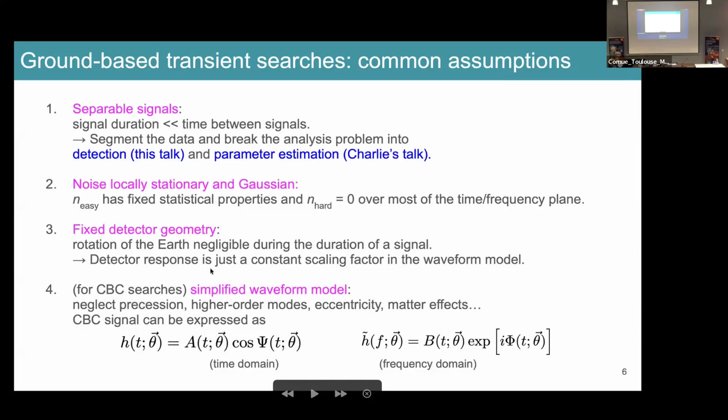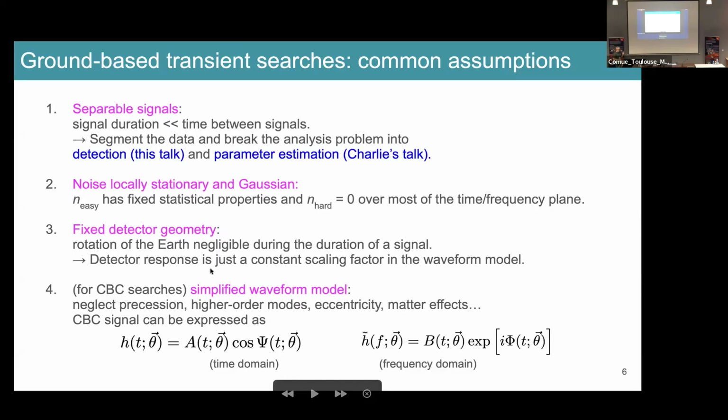The third simplification is that the signal is much shorter than the rotation period of the Earth, which means that the response of the detector during the signal is constant in time. And so the F plus, F cross factors are constants and can be treated as such, which is a huge simplification. For CBC signals, we are also going to simplify the CBC model a lot.